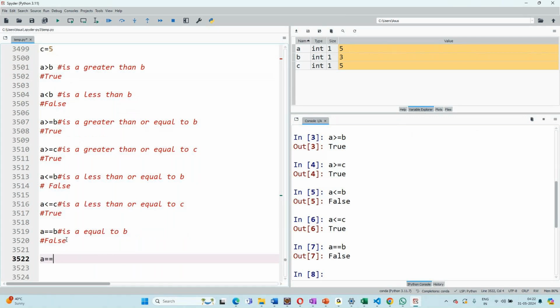Now, for example, if I am asking, is a equal to c?